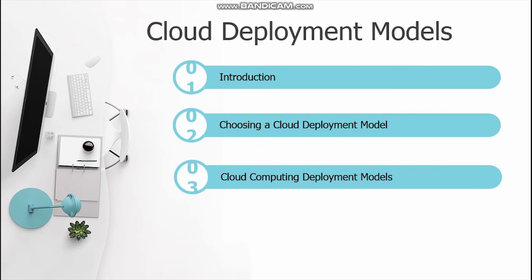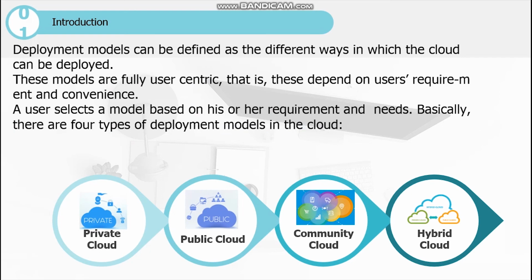So let's begin with the introduction. The deployment models can be defined as the different ways in which the cloud can be deployed. These models are fully user-centric. That is, they depend on the user requirement and convenience, and users select the model based on their requirements and needs. And basically, as I mentioned before, there are four types of deployment model in the cloud. That is private cloud, public cloud, community cloud, and hybrid cloud.